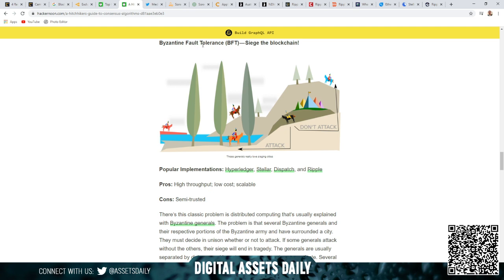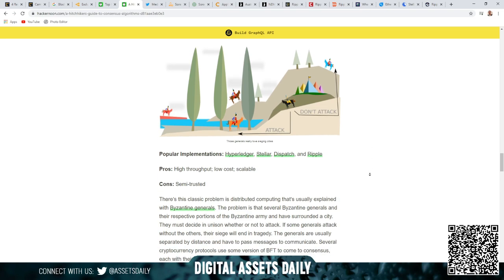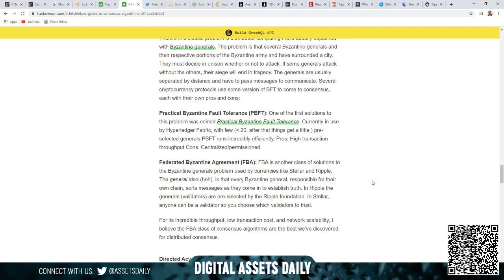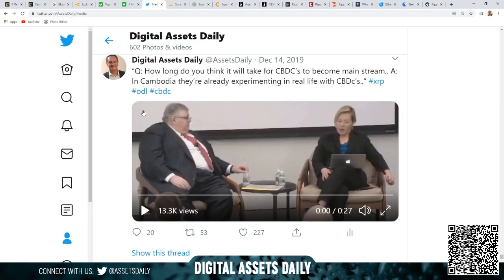When you go to Byzantine fault tolerance, BFT, what do you see? The implementations: Hyperledger, Stellar, and Ripple. You cannot find those guys anywhere when you're discussing the brand new financial system that is being implemented all around us. Federated Byzantine Agreement, the FBA, is another class of solutions to the Byzantine generals' problem used by currencies like Stellar and Ripple. So here you have it again, of these two running the entire financial system.